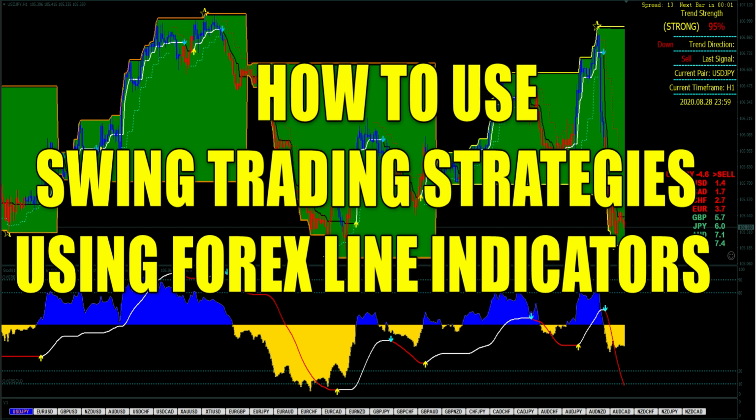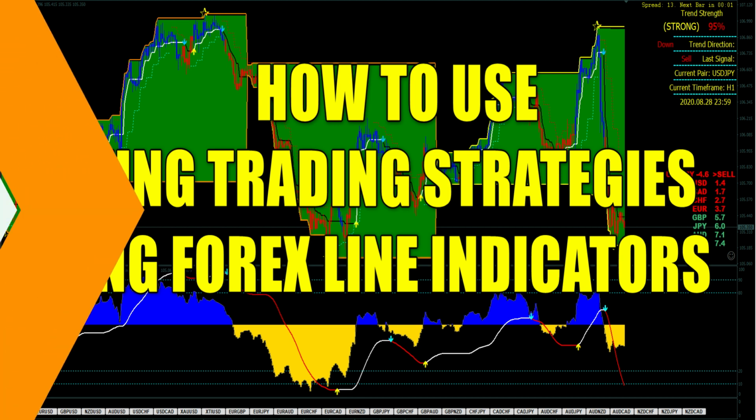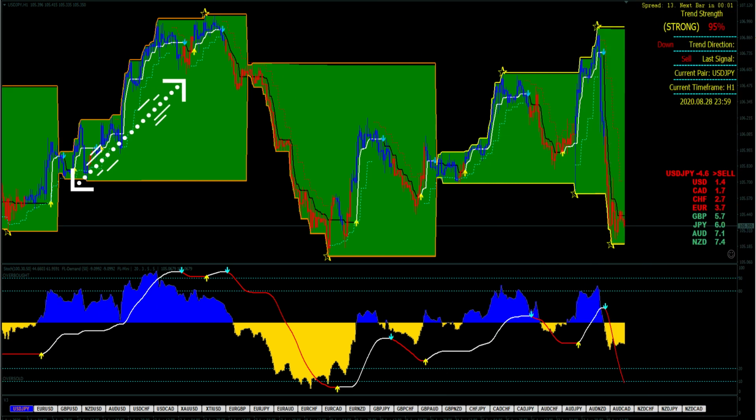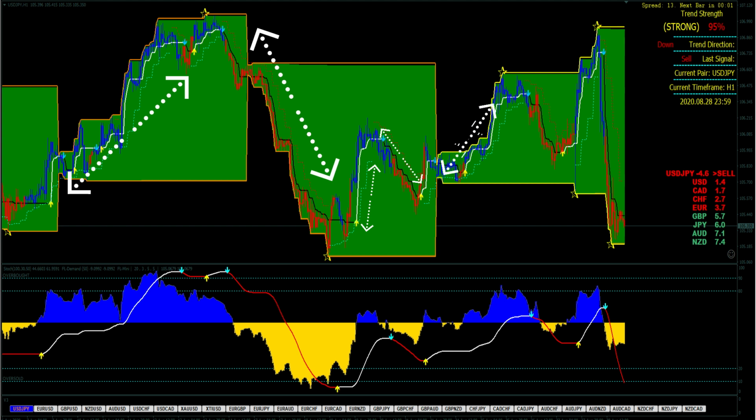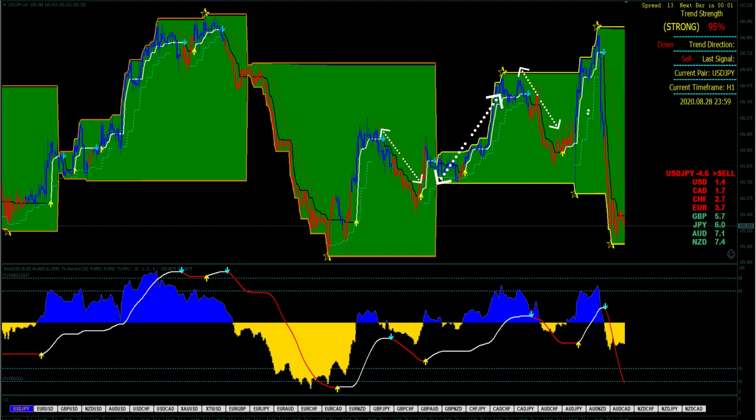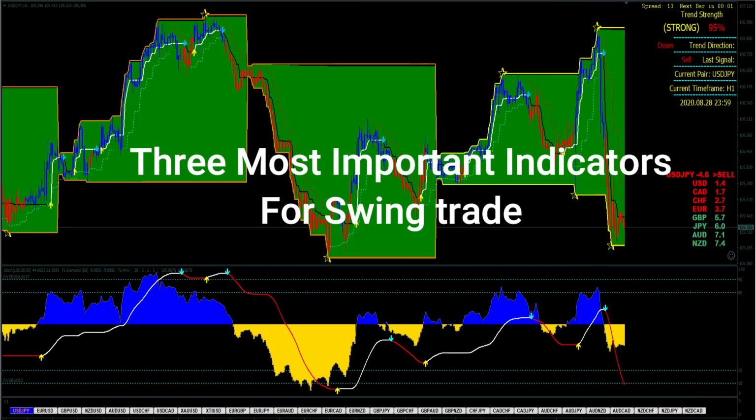How to use swing trading strategies using Forex line indicators. Profitable trades usually occur when all available Forex line indicators give the same signals. There are three most important Forex line indicators for swing strategies.